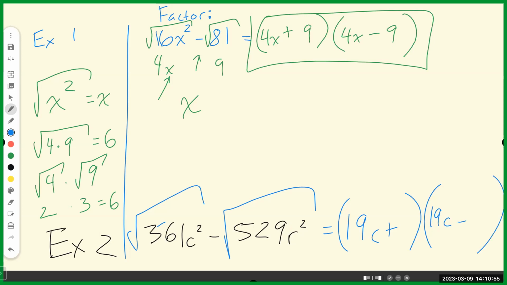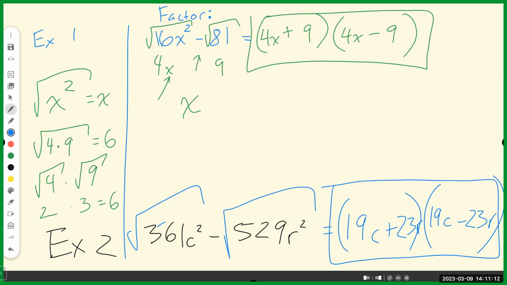Oh, there it is. Look at that. It's 23 squared. 23 what? 23 R, because R squared, you undo the square with the square root. And there's your final answer. That's pretty easy.